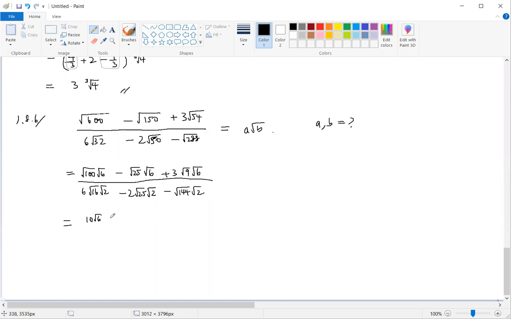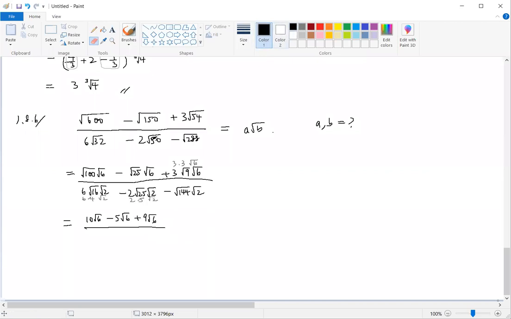That's 10 root 6 minus 5 root 6. That's a 3 root 6. So that's a 9 root 6. Okay, so let me be lazy here. That's a 6 times 4 root 2. That's a 2 times 5 root 2. And that's a 12 root 2. Okay, so yeah, this one I don't have to write.